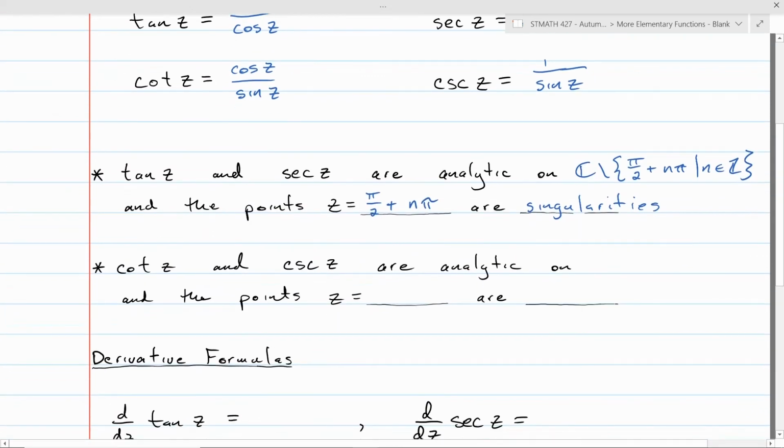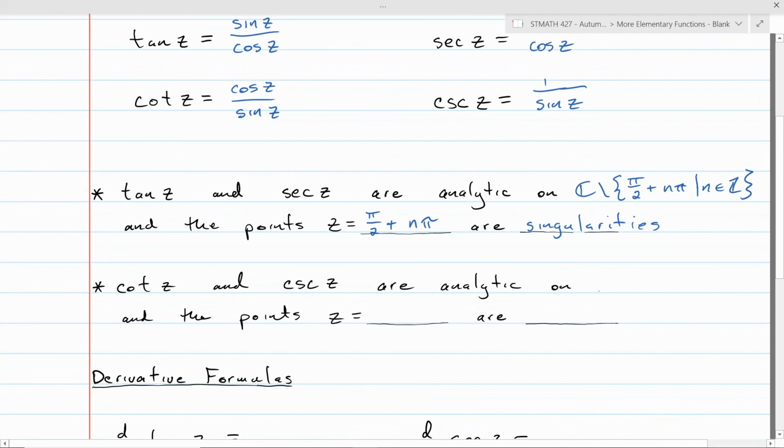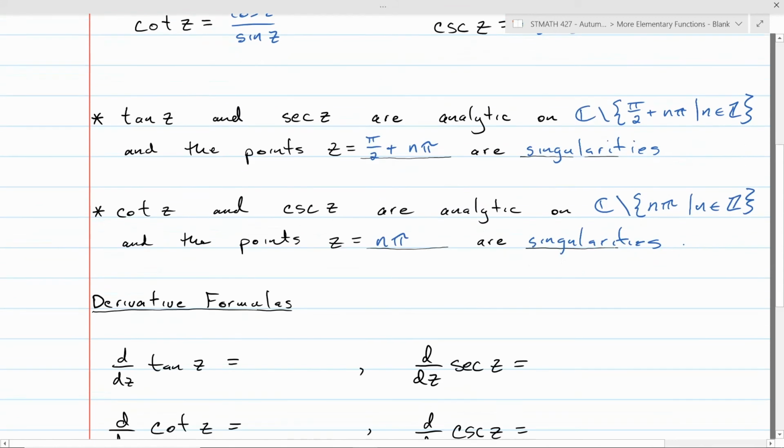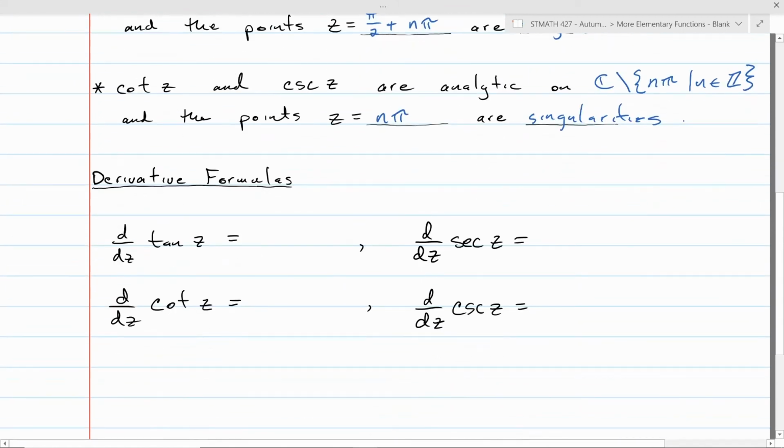And then cotangent and cosecant are going to be analytic except for the places where sine is equal to 0, and we saw in the previous theorem those are just the places n times pi. So if you exclude those points from their domains, those points n times pi are the singularities of those functions. And of course, you can verify for yourself using ordinary differentiation rules that the derivative of tangent is secant squared, derivative of cotangent is negative cosecant squared, derivative of secant is secant tangent, and the derivative of cosecant is negative cosecant cotangent.